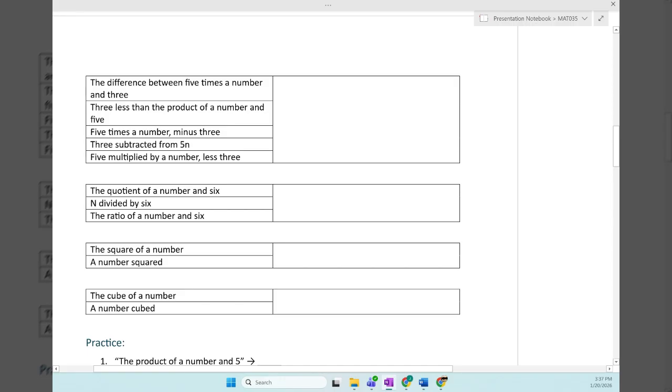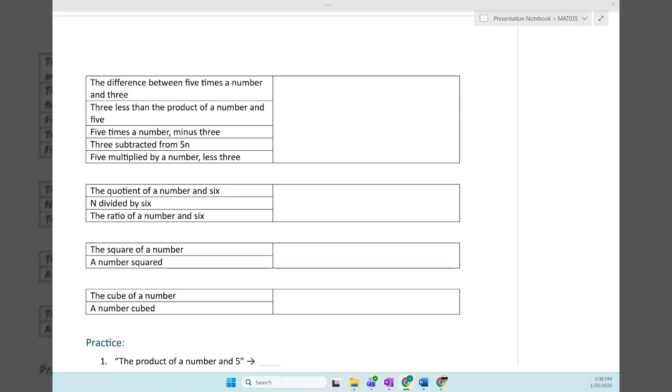And our next one, the difference between 5 times a number and 3, 3 less than the product of a number and 5, 5 times a number minus 3, 3 subtracted from 5n, or 5 multiplied by a number less 3. So take a minute. What operation do you think is happening here? So for all of these, there are 2 operations happening in here.